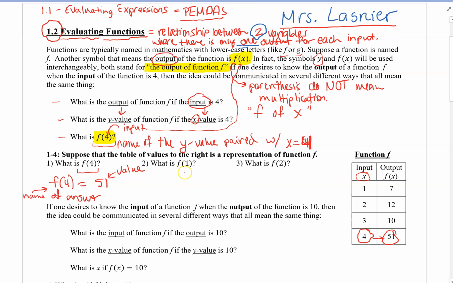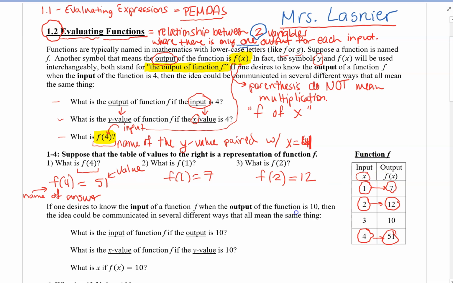All right, so then let's try with a few other inputs. We want to find f of 1, same process. We go to the input column. We locate where x is 1, follow over to the output column. That's 7. So f of 1, that's the name of our answer, has a value of 7. Similarly for f of 2, go to our input column, locate 2, follow it over to the output column. We see that it's 12, and therefore our value for f of 2 is 12. So that's in a table context.